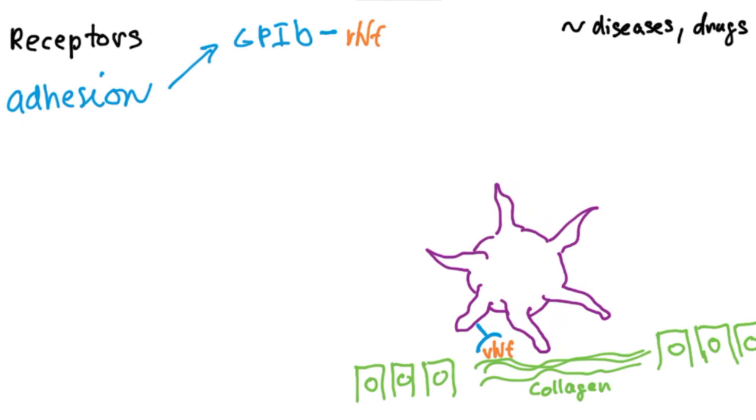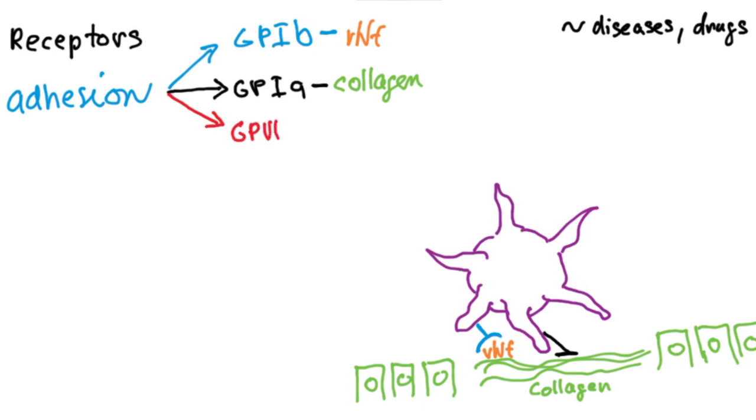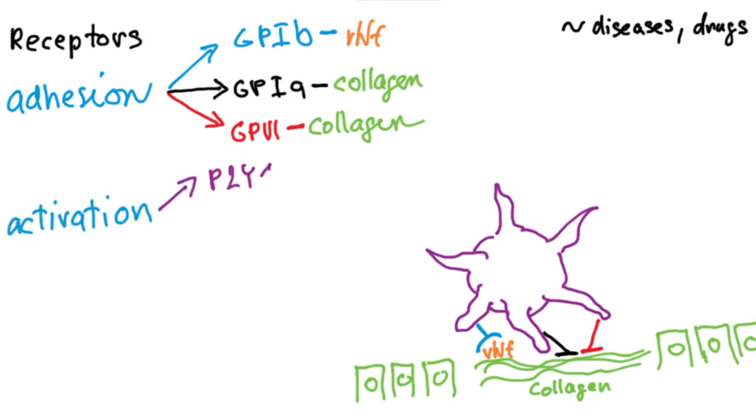Another receptor I want to mention is the GP1a receptor. Platelets use this receptor to bind directly to collagen. Still one more receptor I want to mention is the GP6 receptor. This receptor works the same way as GP1a, because platelets use both of these receptors to bind directly to collagen. Alright, and now let's get to the receptors responsible for platelet activation. The first receptor is the P2Y12 receptor, and this receptor is activated by ATP.